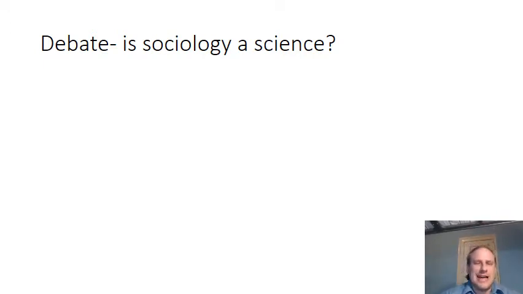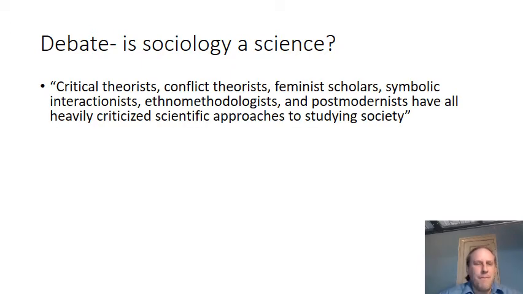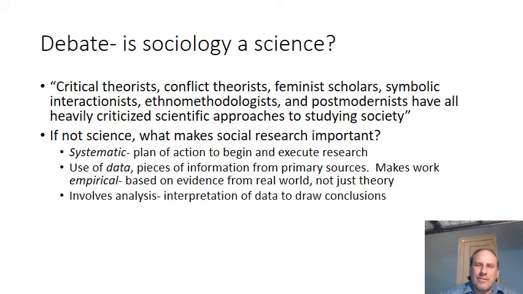The question is, how do we think about sociology? Is it a science? And what do we mean by science? There are many people, what would be labeled as critical theorists, conflict theorists, feminist scholars, what are also called symbolic interactionists, ethnomethodologists, postmodernists, have all criticized the idea that you can have a scientific approach to studying society. Now, this can be a question of splitting hairs on the word, but even if sociology isn't science in your view, what makes social research important?